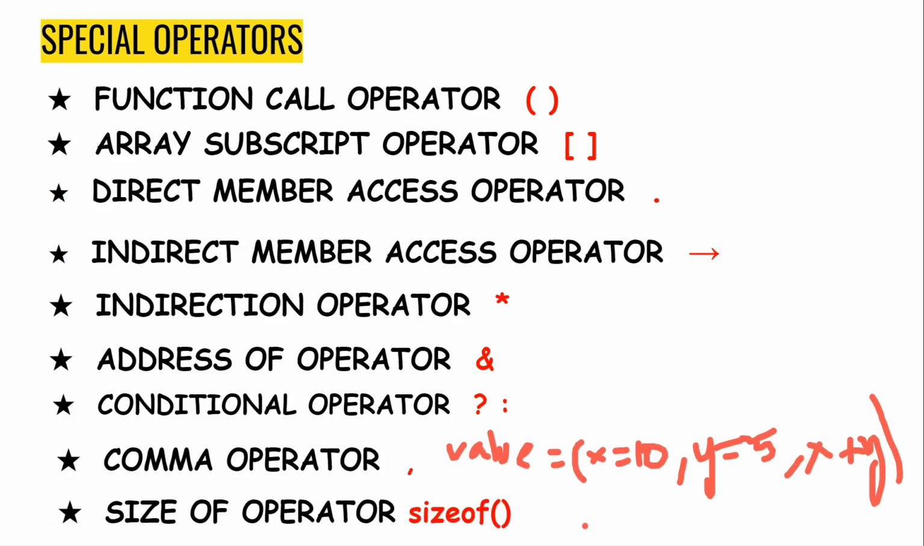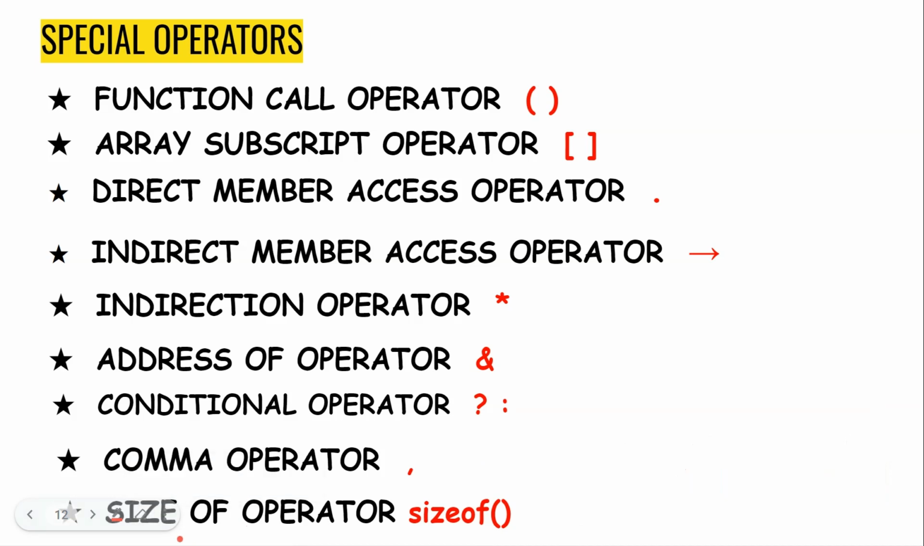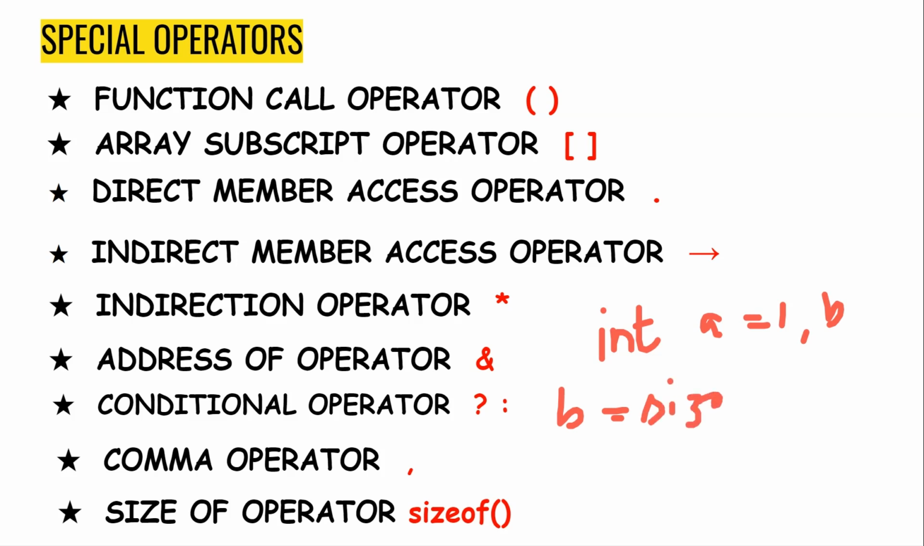Then we have the sizeof operator. This is used to determine the size in bytes which a data object will take in memory. Say for example, if I say int a is equal to 1 and declare an integer variable b, and if I say b is equal to sizeof a, then sizeof a will be 2 bytes, which means that an integer occupies 2 bytes in memory. So the value of b will be equal to 2. That is the purpose of the sizeof operator.